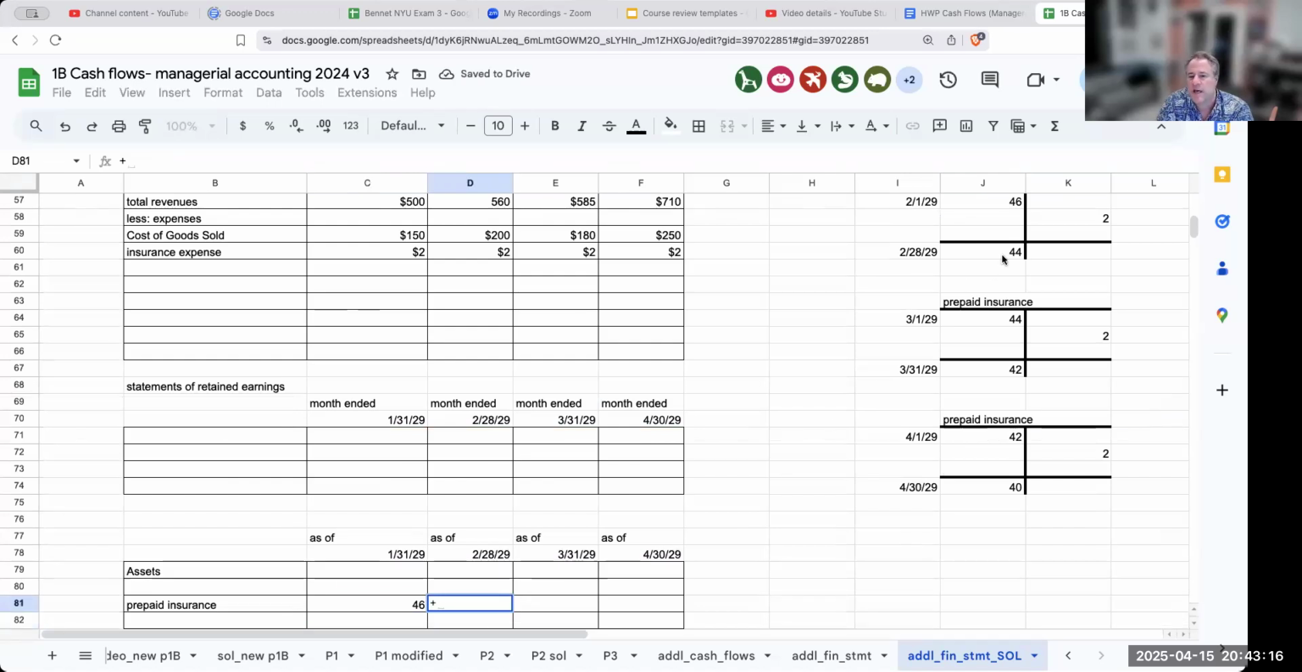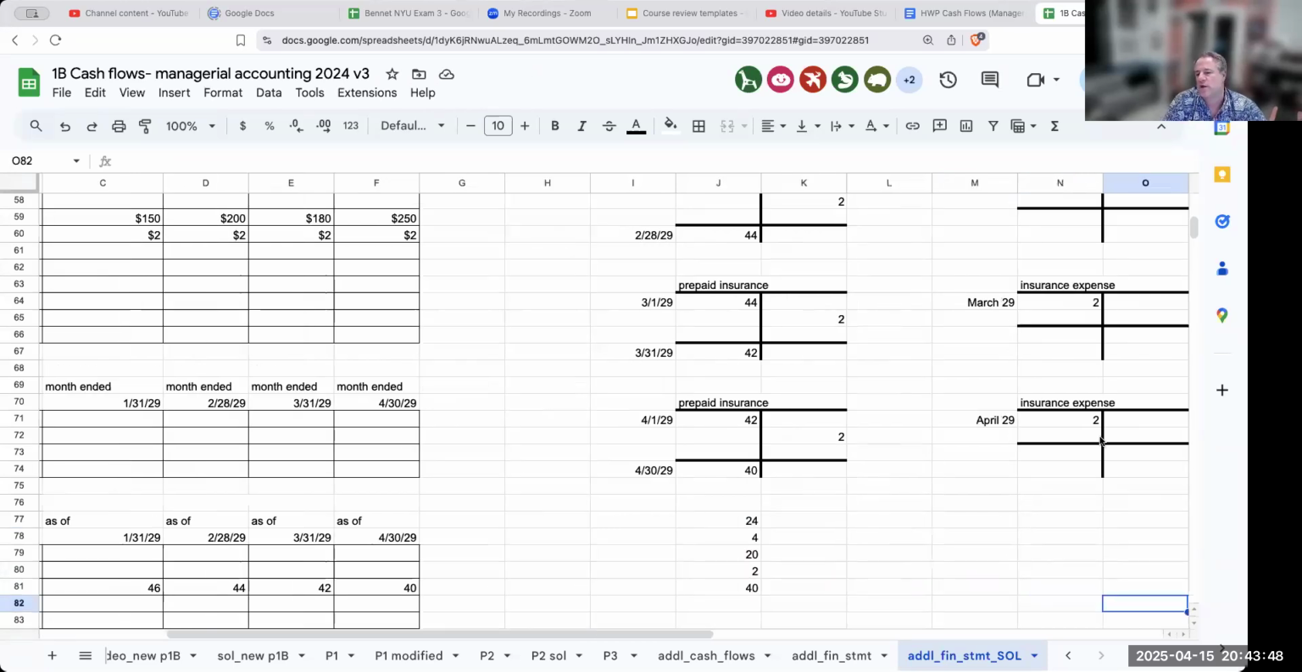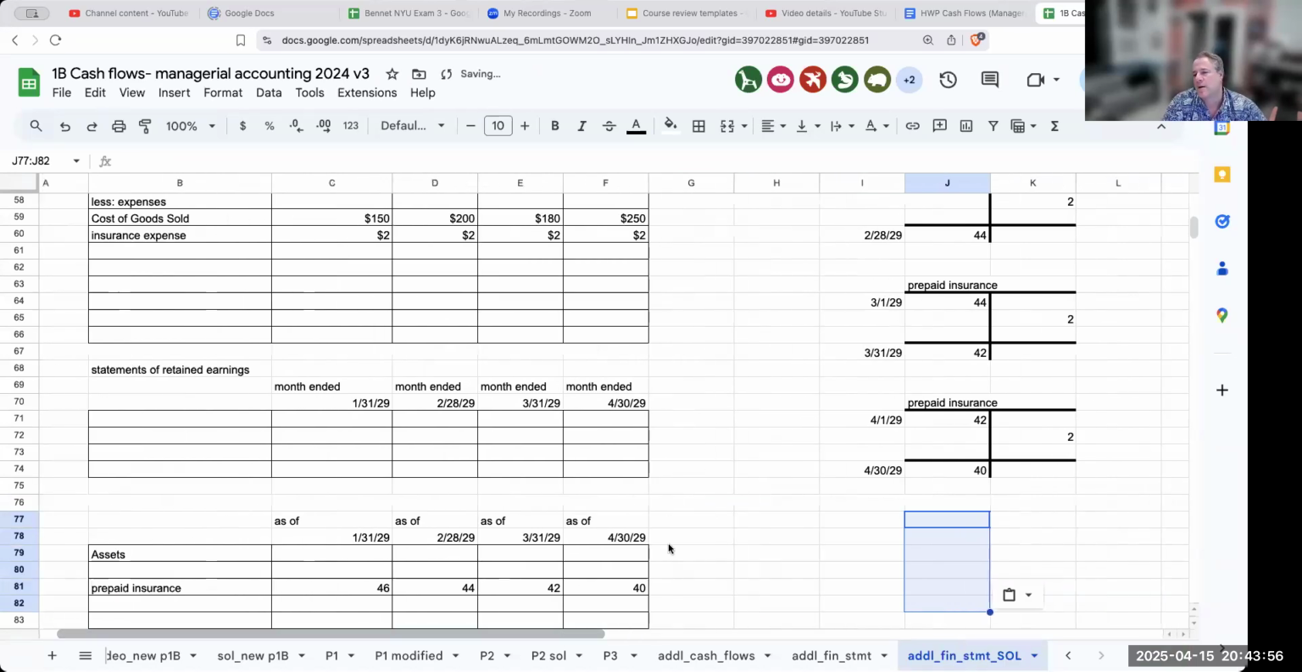My prepaid insurance as of February 28th is going to be at 44. My prepaid insurance as of March 31st, 2029, and my prepaid insurance as of April 30th is going to be at 40. Why does that 40 make sense? It's a 24-month policy. I've used 4 of the months as of April 30th, 2029. I have 20 months remaining at 2 per month. The value of this is going to be 40. Remember, whenever you do an adjusting entry, the expense needs to reflect what was used in the period, and then my asset or liability needs to reflect my future obligation or my future economic benefit.